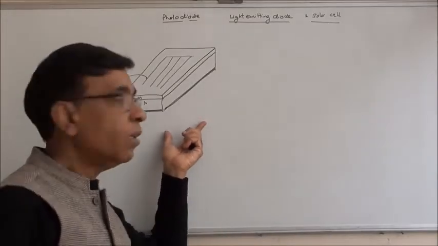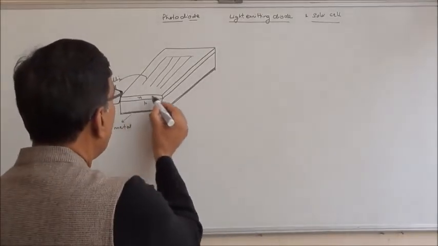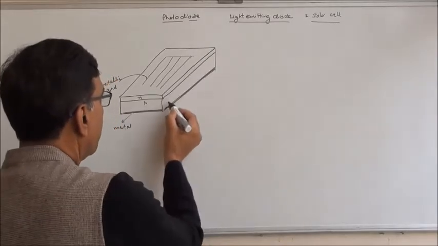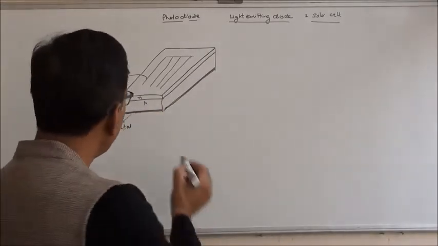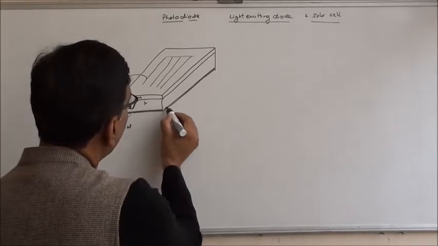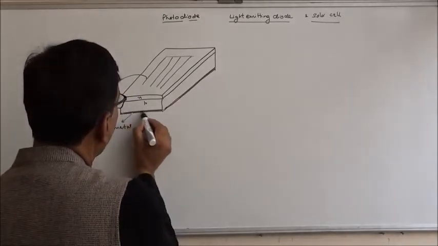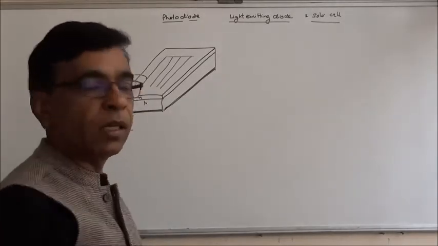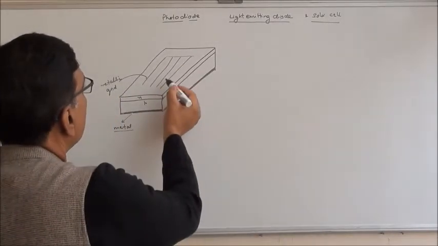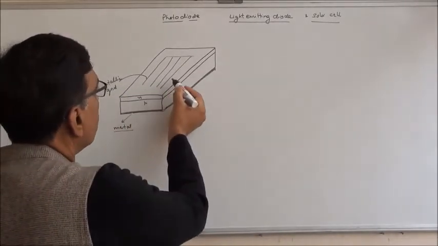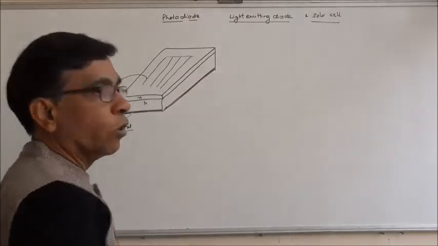Now the solar cell, in which we have N type here and P type here, so again a PN junction. The base of it has a metallic contact, and the top of it again a metal but in the form of a grid, so as to allow radiations to fall on the junction.